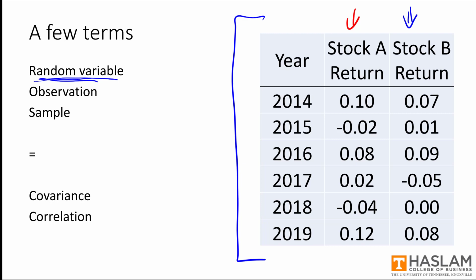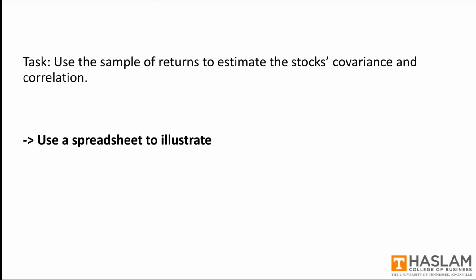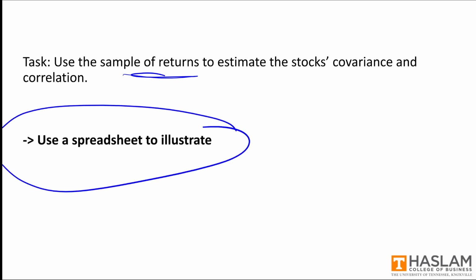All right, and so instead of calculating a variance and standard deviation, here we're going to calculate some statistics that apply to pairs of random variables, and those statistics are the covariance and the correlation. Same as before then, we're going to take this sample and estimate these 2 statistics, and we'll use an Excel spreadsheet.